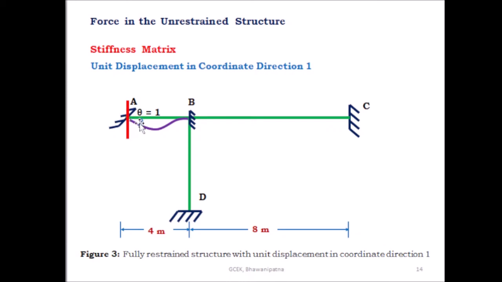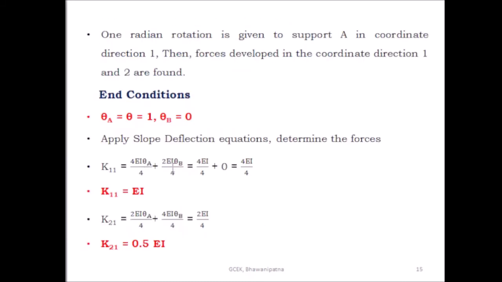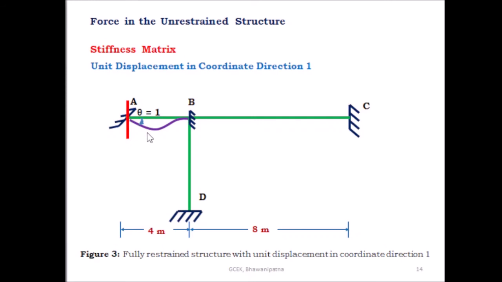So this is equal to, from the slope deflection equation, 4 EI theta A by L plus 2 EI theta B by L. L is given here as 4 meter, so 4 EI theta A by 4 plus 2 EI theta B by 4. Theta A is equal to 1 and theta B is equal to 0.